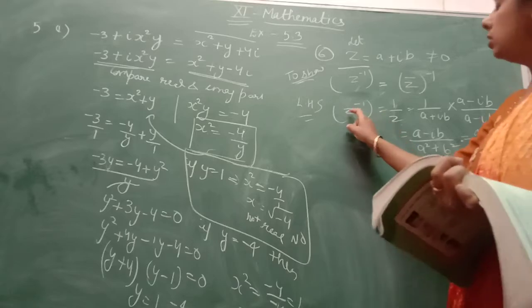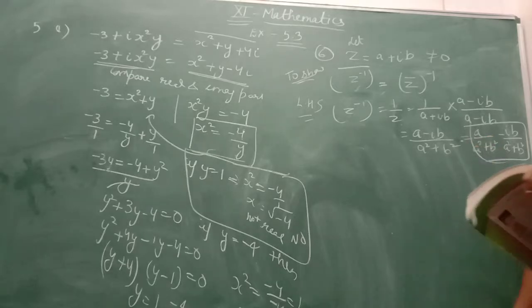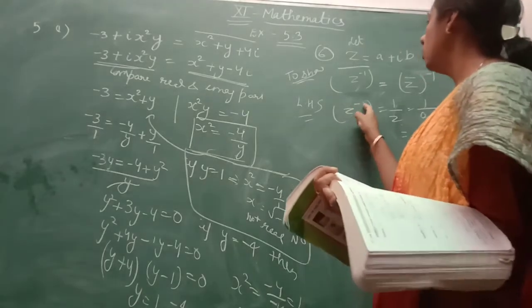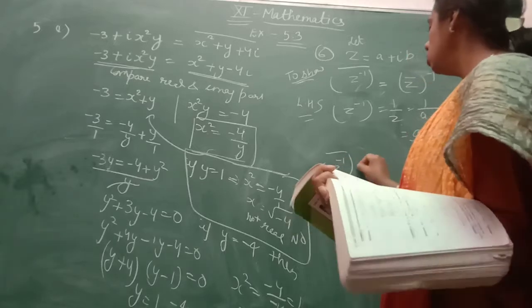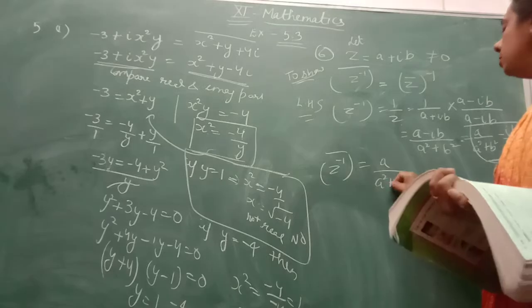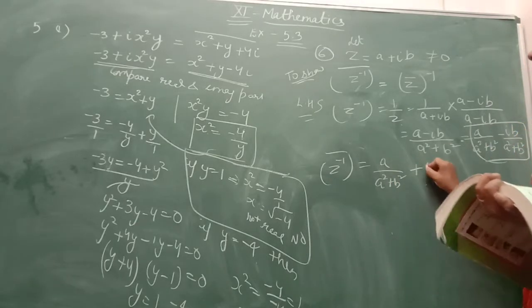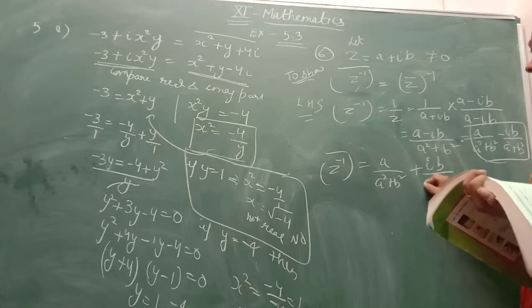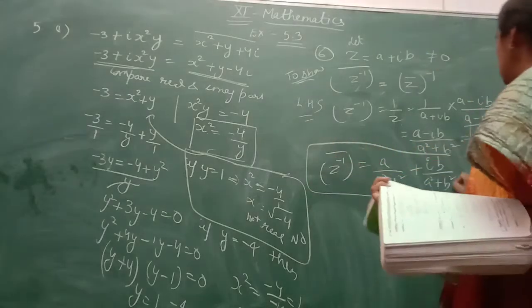But you need the inverse of z, and the whole conjugate is there. So on taking the whole conjugate of this one, the real part remains as it is. There is no change in symbol, but the imaginary part changes its sign. That is iota b by a square plus b square. So this is your left hand side.